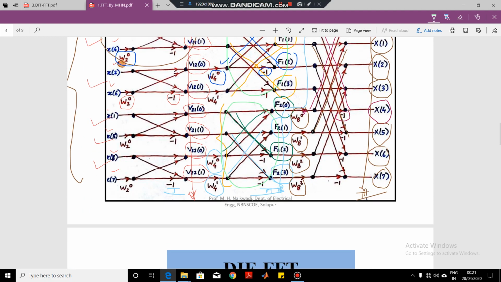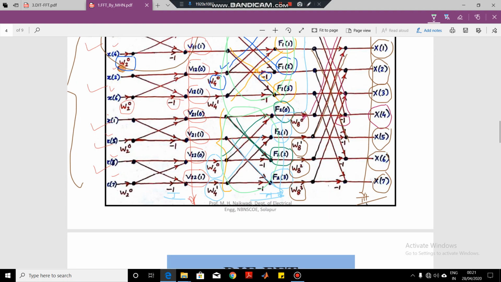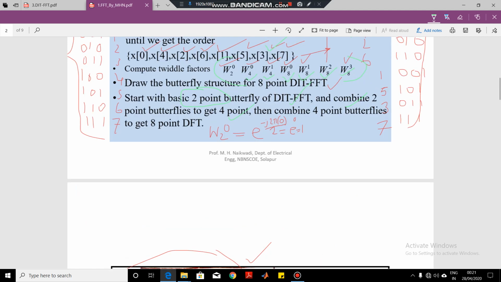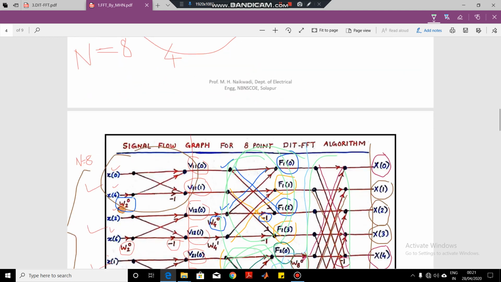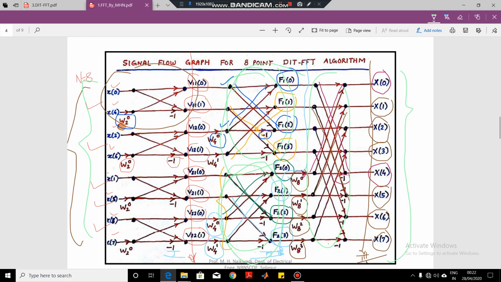Then lastly, in the third stage, we combine these 4-point butterflies. This is the combination. Here we are combining them in order to get the final output. So later on, we combine the 4-point butterflies to get the 8-point DFT. This is our final DFT, and if you see the final DFT, it is in the normal order, 0 1 2 3 4 5 6 7. It is not in the bit reversed order. The input is given in the bit reversed order and we get the output in the normal order. So this is the beauty of the DIT-FFT algorithm.